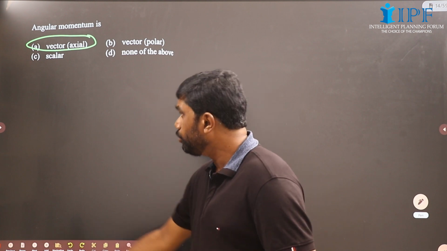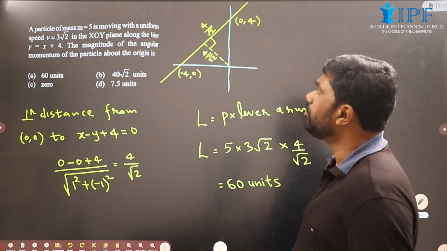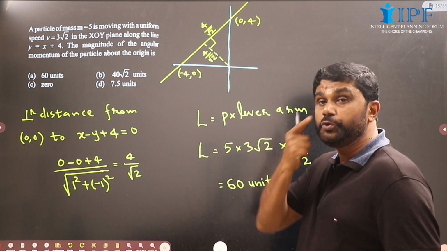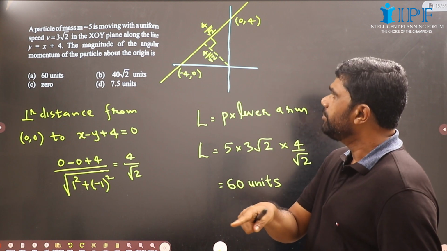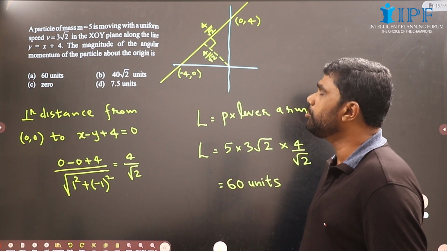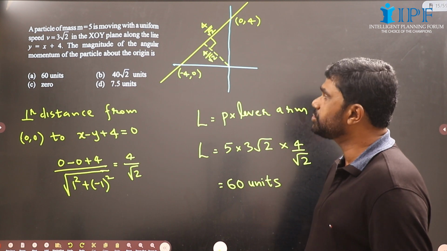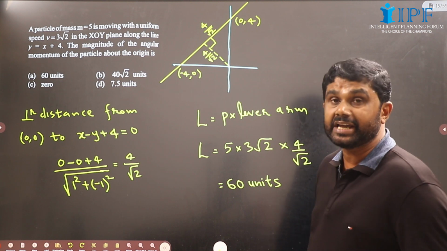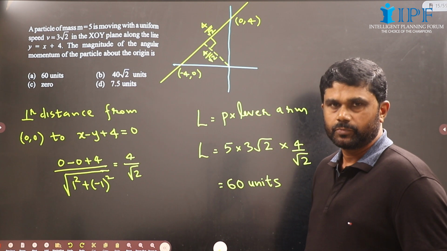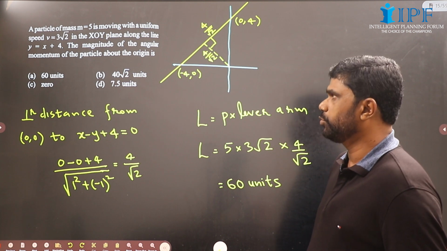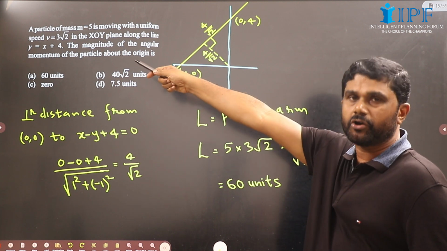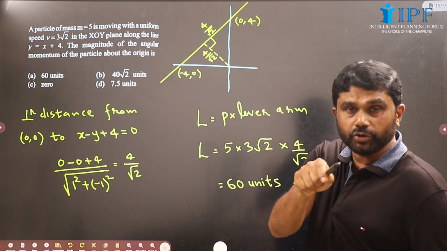Okay, now see, a particle of mass m equal to 5 units is moving with the uniform speed v equal to 3 root 2 in the XOY plane along the line y equal to x plus 4. Okay, y equal to x plus 4. So the particle is moving along that line. Can you draw that line?